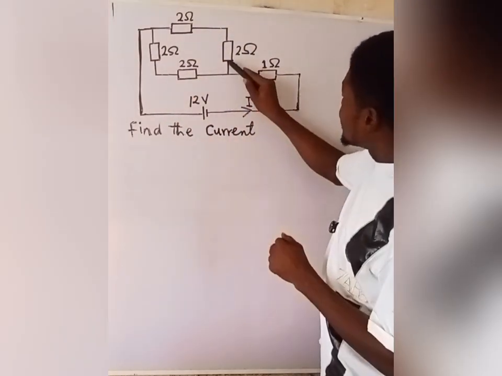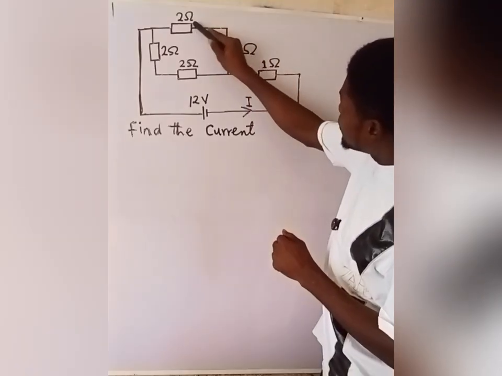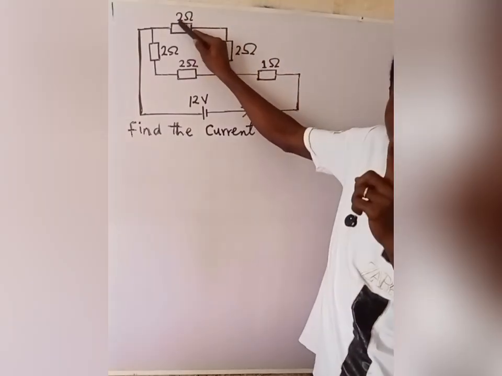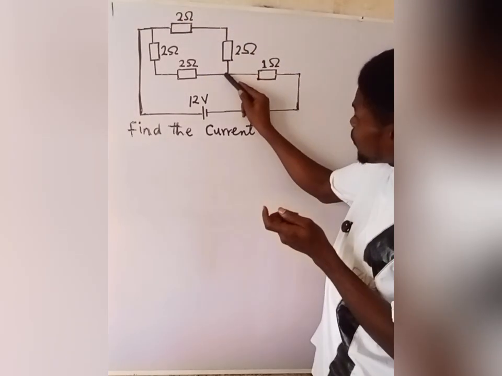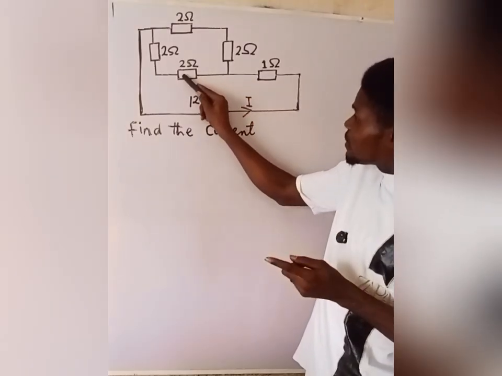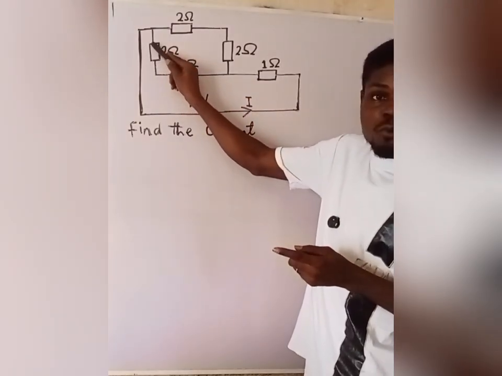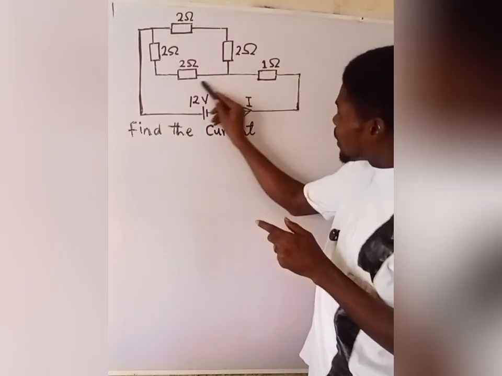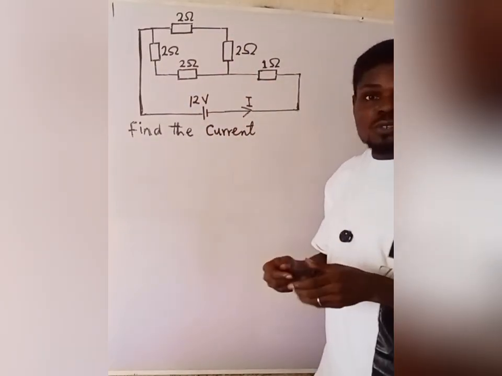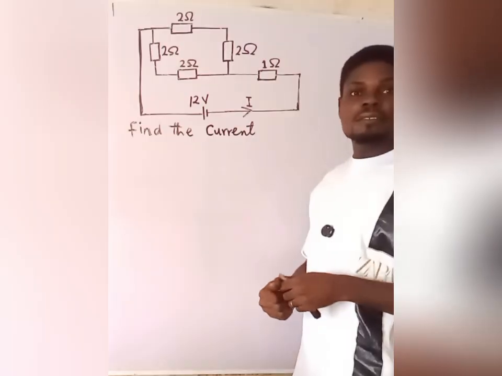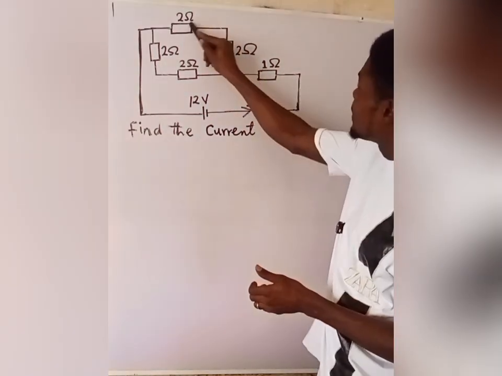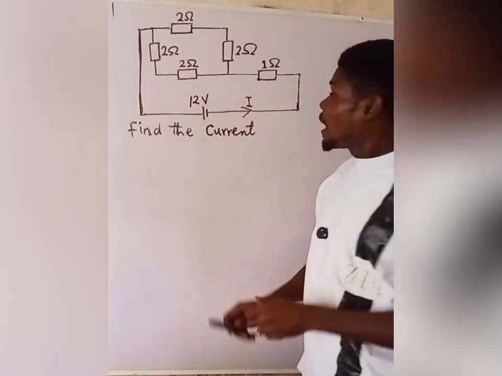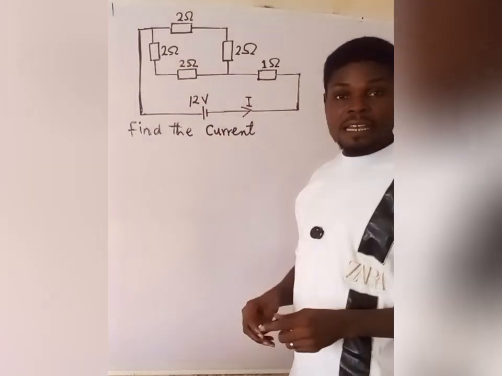So what it means is that these 2 ohms and these 2 ohms here, they are in series. All right. Then from the lower branch here, we have 2 ohms here, then we have another 2 ohms. They are also what? In series. So 1, 2 are in series, 1, 2 are in series. What we're going to do is to add those ones in series. Then when you add this and this, you get 4. And then when you add this and this, you get 4.